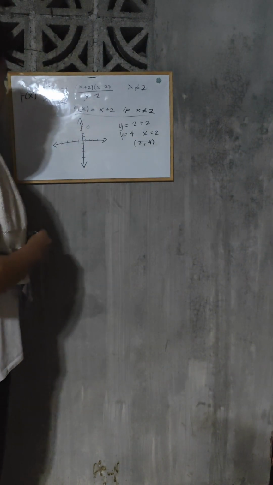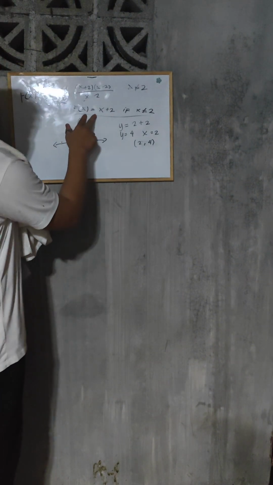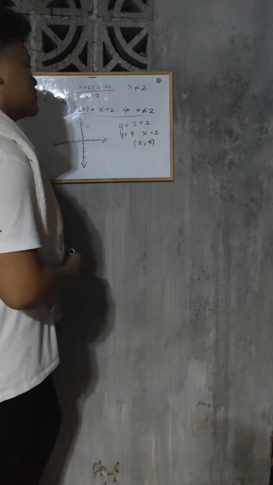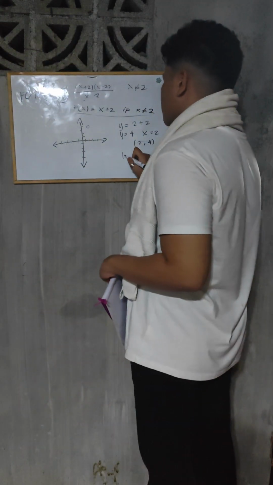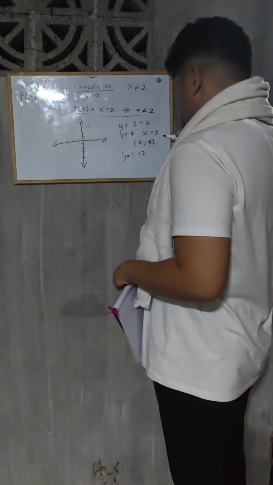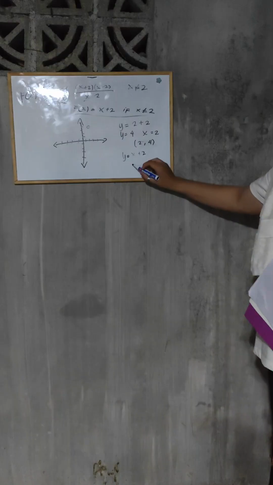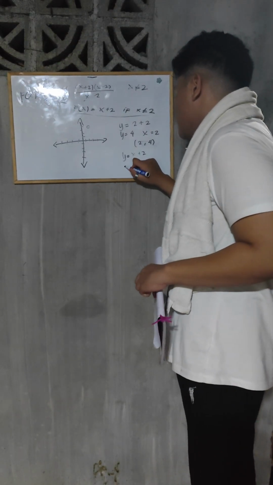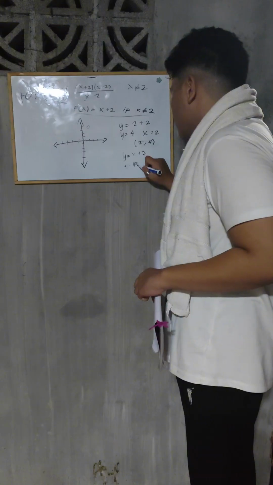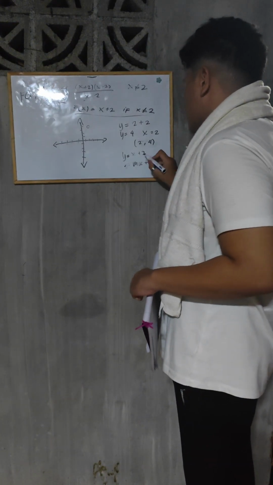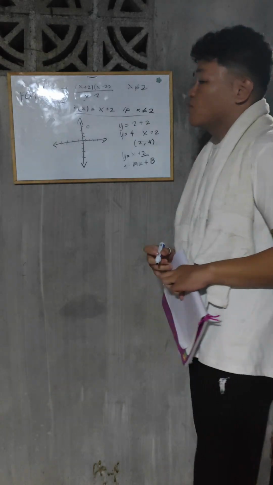Now, if you notice, yung equation natin, f of x is equal to x plus 2, or ganito, para mas madali maintindihan, y equals x plus 2. Now, that's actually a linear equation in the form of y equals mx plus b. So, where b is yung y-intercept.